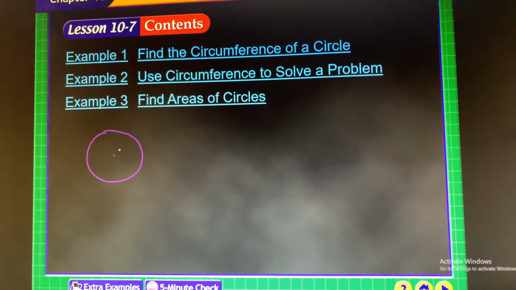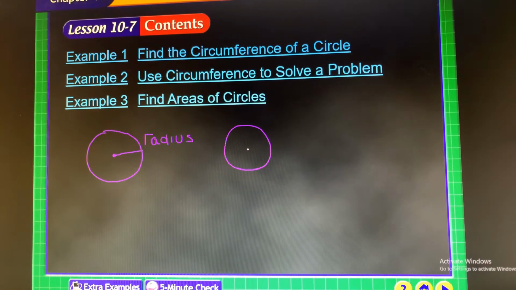And when I have this circle, I can go to one of those points on the outside and I have created something. What I created was a radius. A radius goes from the center of the circle to a point on the outside. That's a radius.